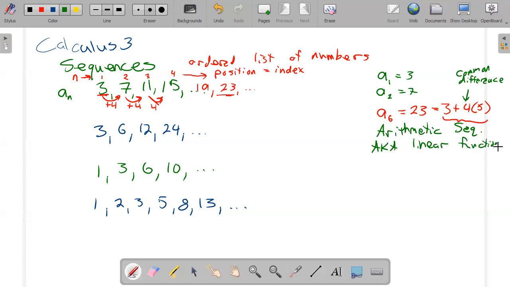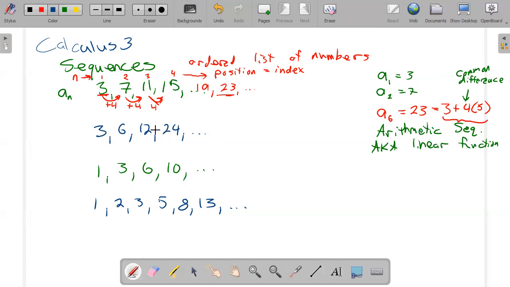And instead of the function being defined for all real values of some variable x, we're only defining it for counting numbers, where n is the counting number, the index of any number in the sequence. We'll talk about general arithmetic sequences in a minute.